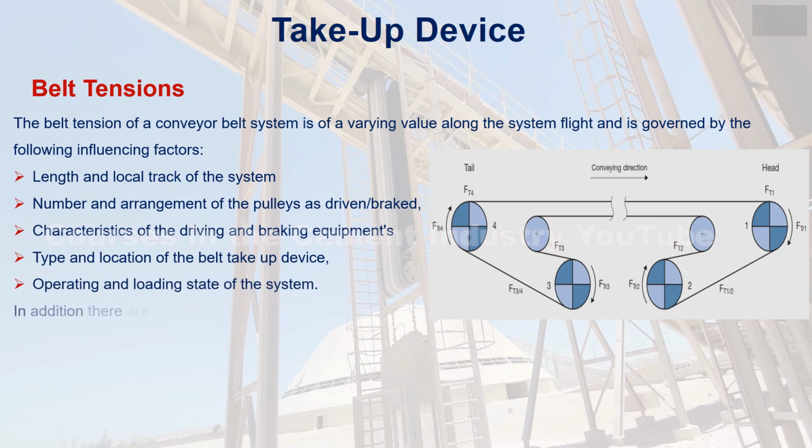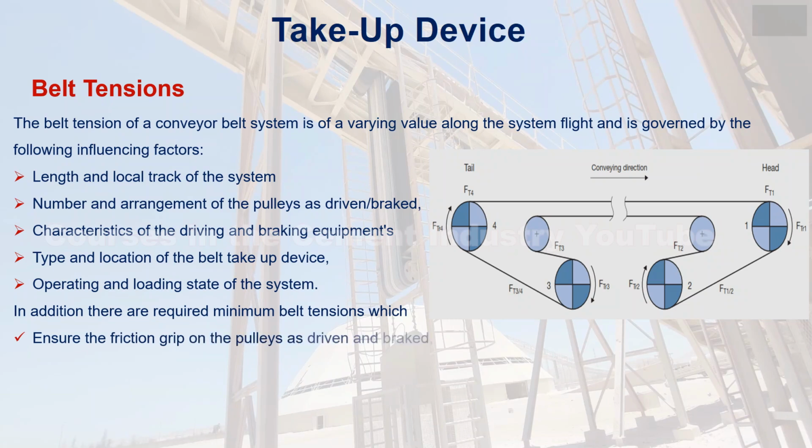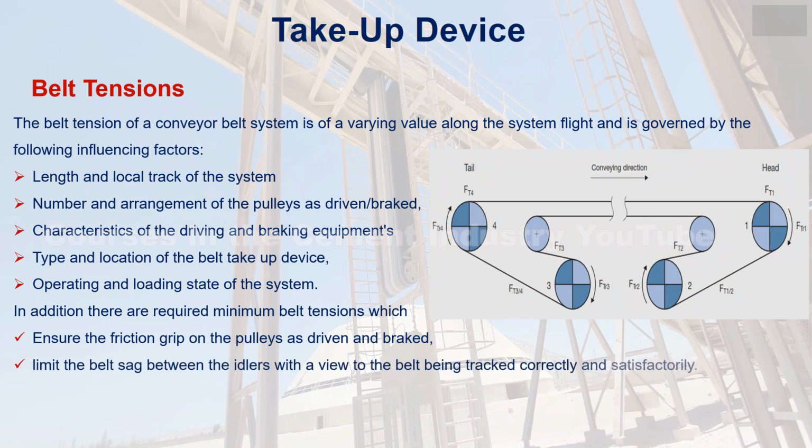In addition, there are required minimum belt tensions which 1. Ensure the friction grip on the pulleys, as driven and braked. 2. Limit the belt sag between the idlers, with a view to the belt being tracked correctly and satisfactorily.